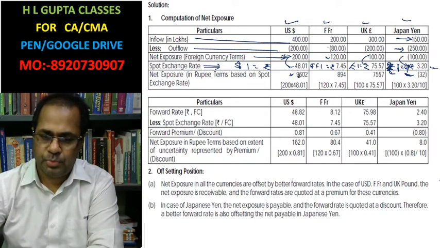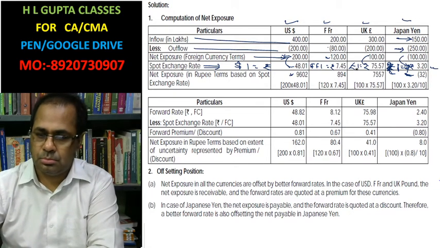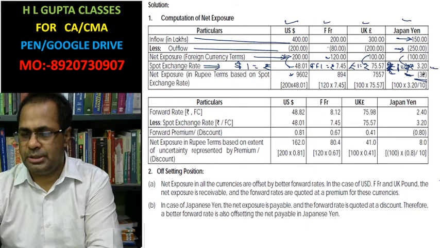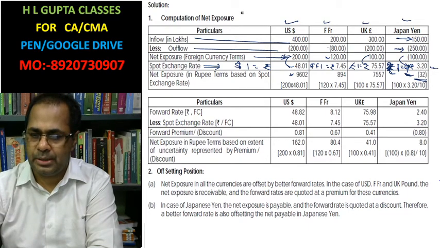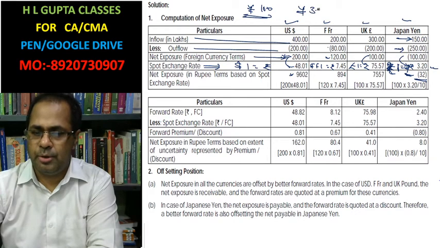Now in this exchange rate, this is the rate for yen, which you have to pay. Look at it. The exchange rate is yen 3.2 equal to rupee 1.